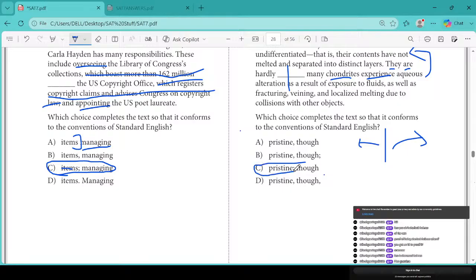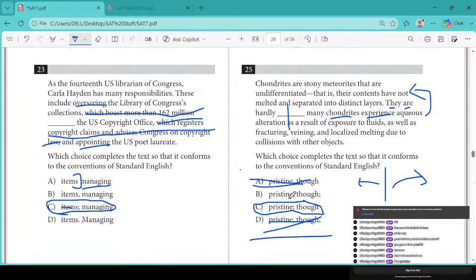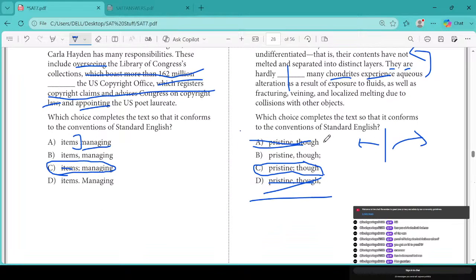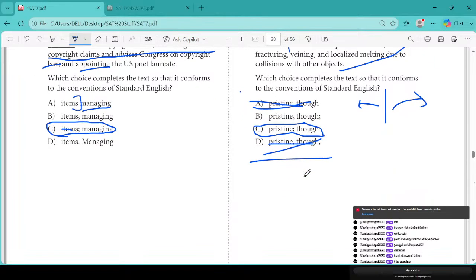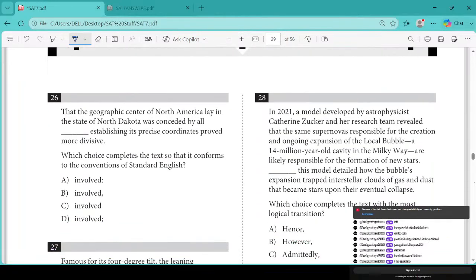So that means the answer must be C, which separates it into two and leaves though on the other side. You can't use A or D because that would be a run-on sentence. Though if you're using B, then though would be on the left side. You don't want to separate though like that. You want though on the right side because this entire thing is a contradiction or an exception from the first sentence. So the answer would be C. If you've got any questions, just ask me in the chat.